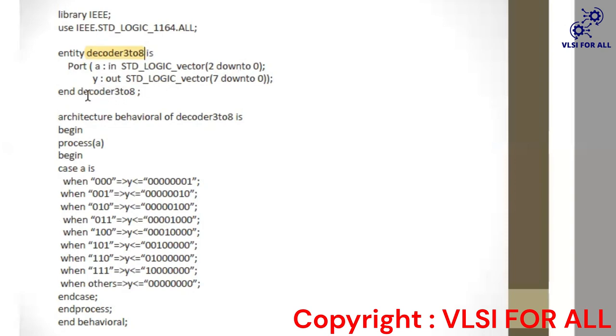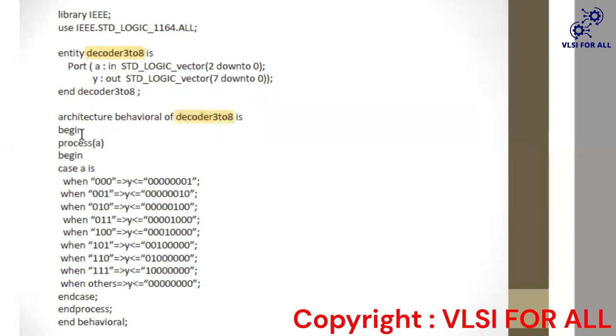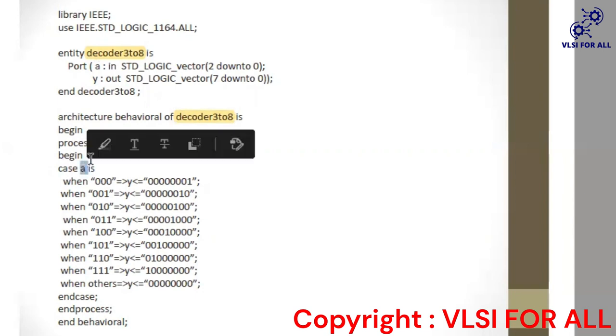After that we will end the entity, and after the entity, as always, we will declare our architecture. So architecture behavioral of decoder. This is our architecture name, and we will begin it, and we will process A, because we have taken only A as the input variable. So when A changes, our output will change. We will begin the process the same as we have seen in the previous question.